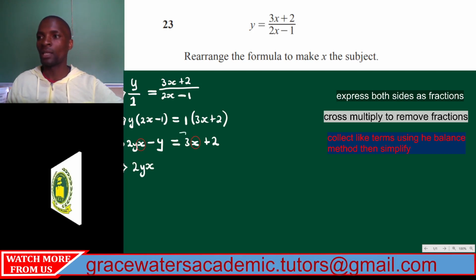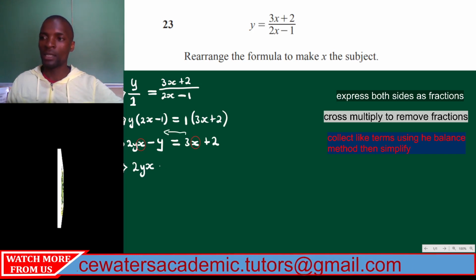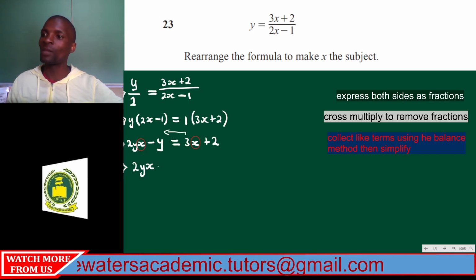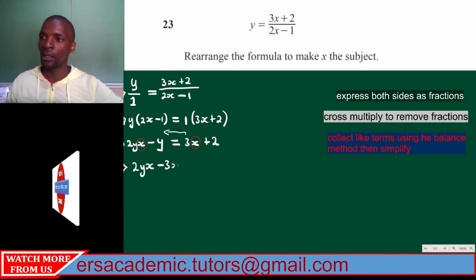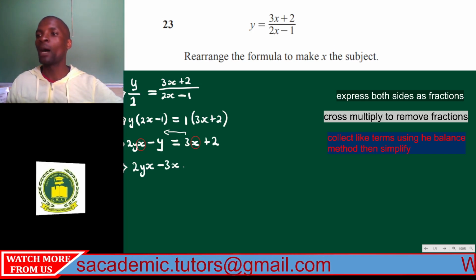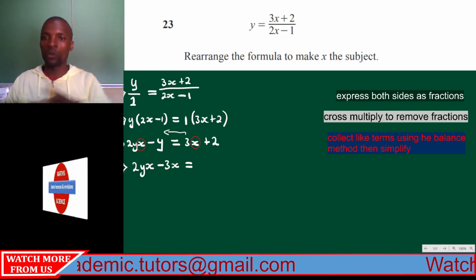Remember, there is a law also which says when a number crosses the equal sign, its sign changes. That's under the balance method. So let us put it minus 3x. Okay, now having done with that, this means the rest will go to their own side.